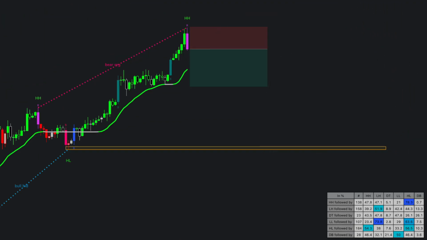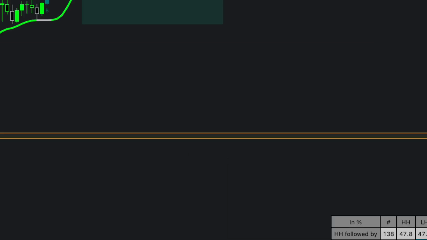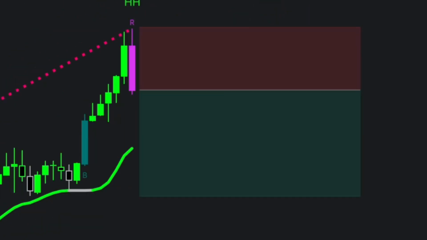Additionally, verify your take profit with the probability for a lower low after a higher high. As you can see, the probability for a higher low is significantly higher at 78.3%. This serves as another indication that selecting a take profit above the last low is a good choice.